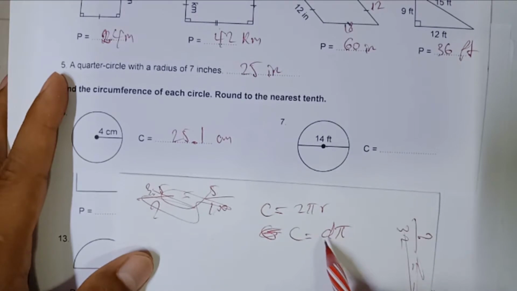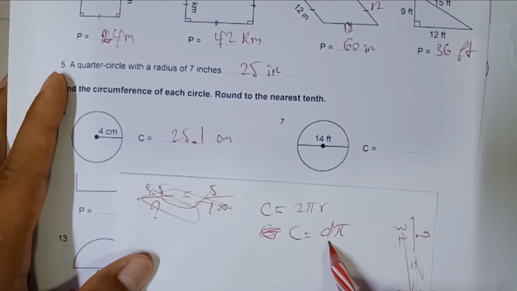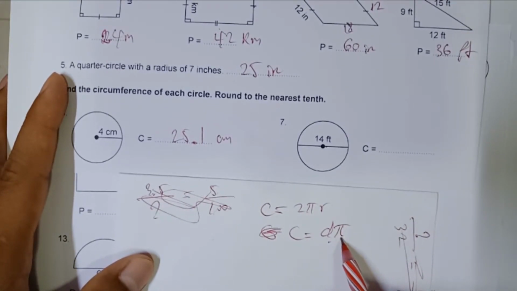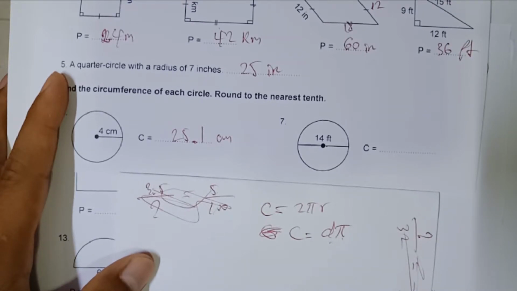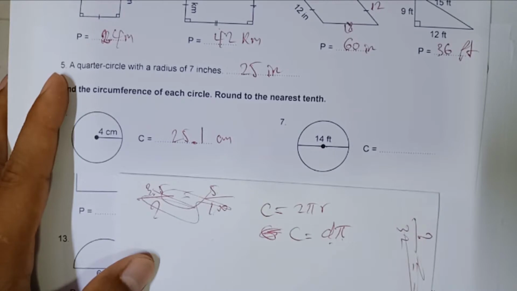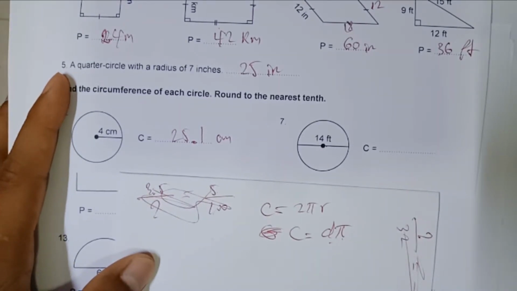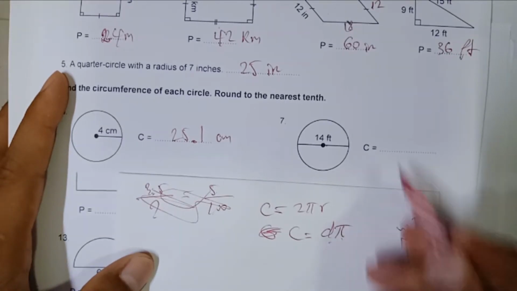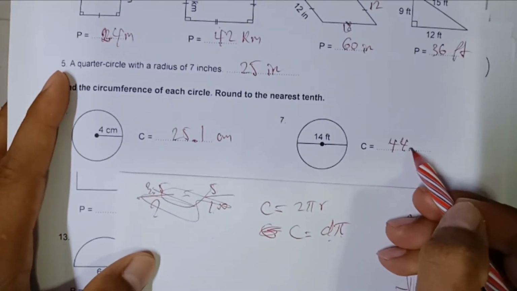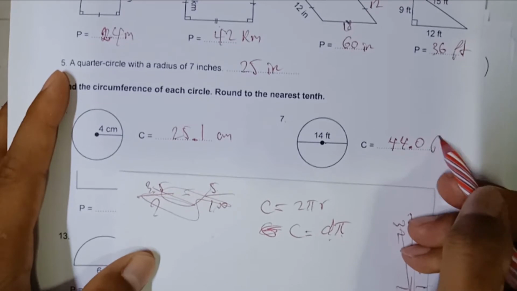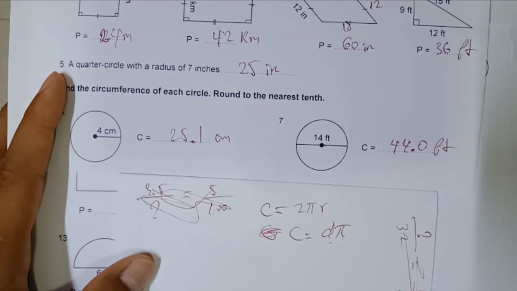This one you apply the second formula, which means the diameter and the pi. So you have 14 times pi. After that, you round to the nearest tenth. You have approximately 44.0 feet. Let's move on.